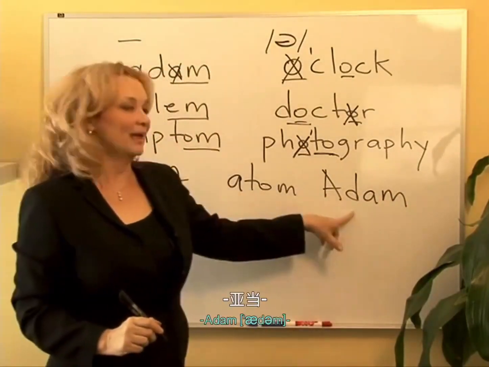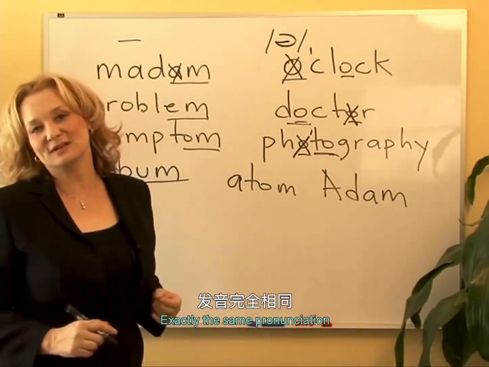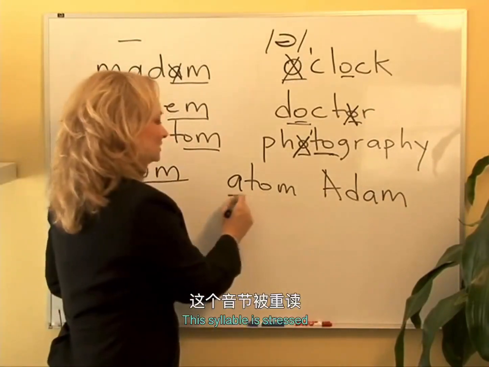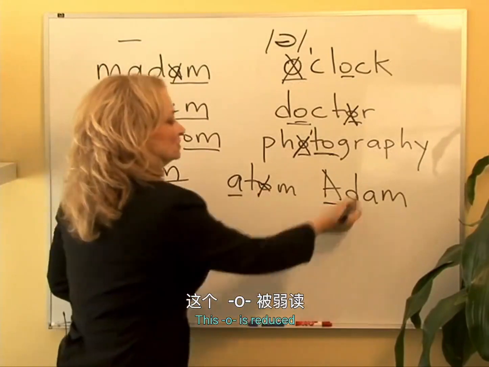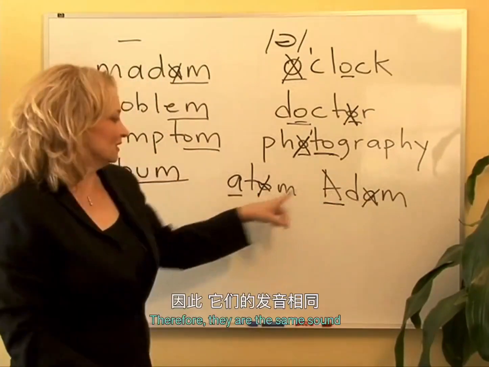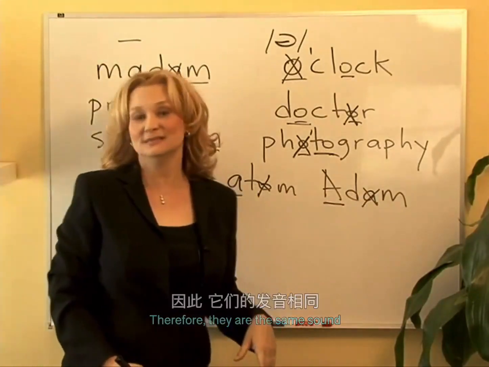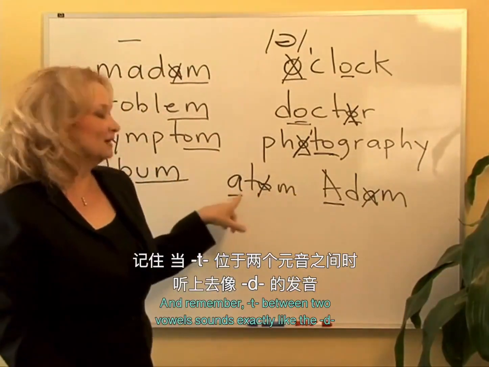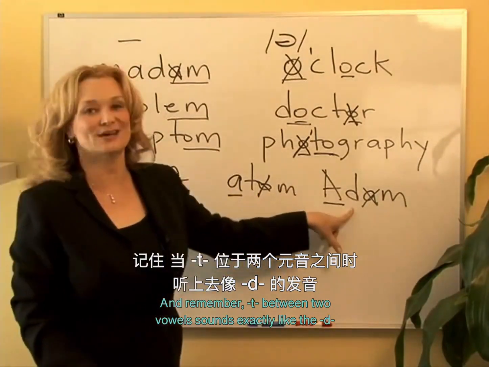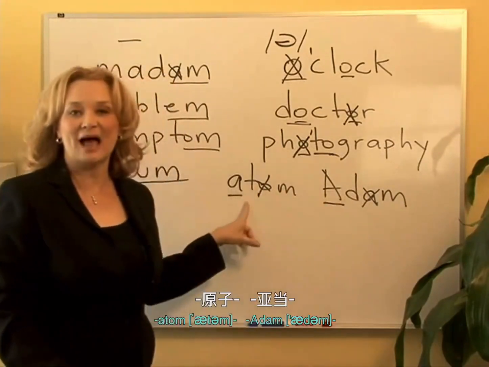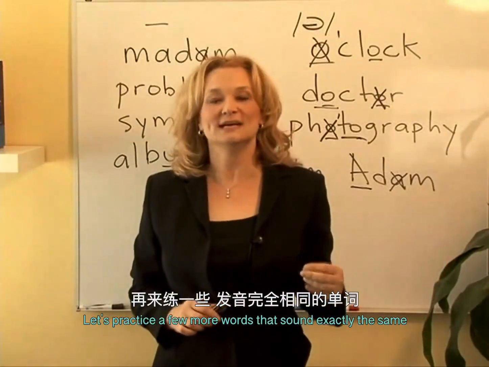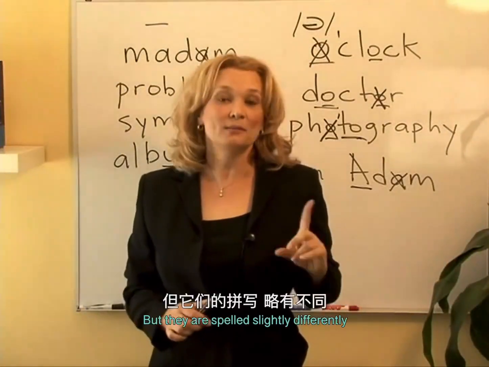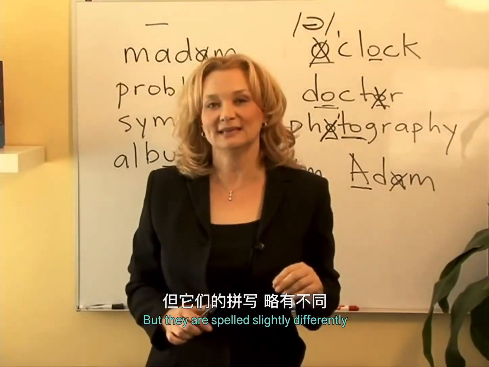Atom, atom. Exactly the same pronunciation. This syllable is stressed. This syllable is stressed. This O is reduced. This A is reduced. Therefore, they are the same sound. And remember, T between two vowels sounds exactly like the D. Atom, atom. Let's practice a few more words that sound exactly the same, but they're spelled slightly differently.